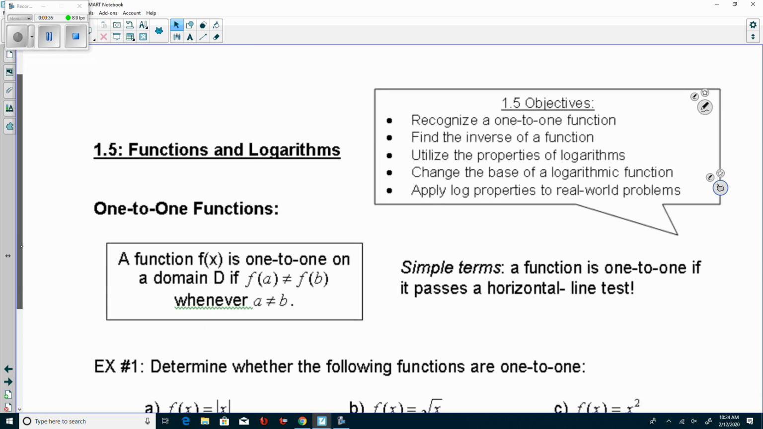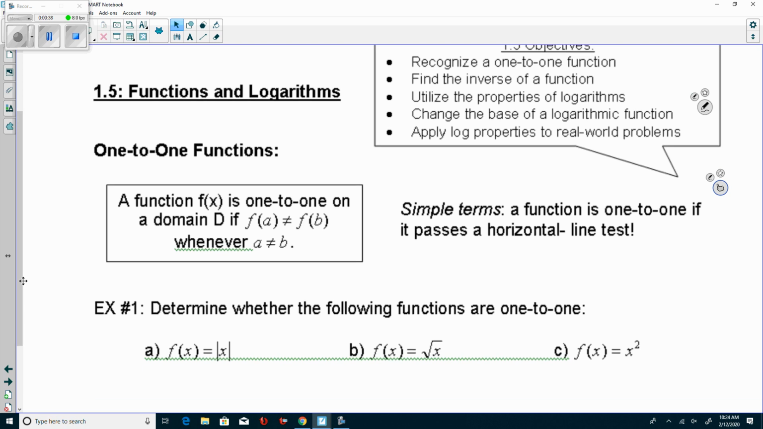So functions and logarithms. So one-to-one functions. Now these are all reviews, so we fly through these things because these are things that you should know. If I have a one-to-one function, what test or tests does it pass? Vertical and horizontal. Because vertical line is for the function, right? Horizontal is for the one-to-one. Okay?